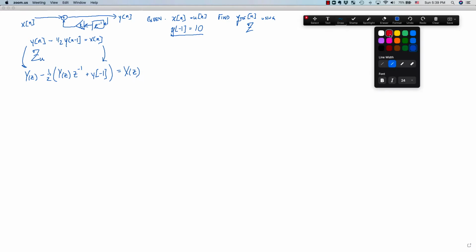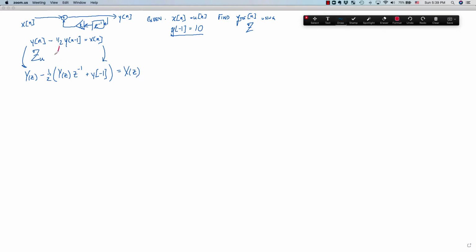One more time, where did all these terms come from? Well, the 1/2 came down there. The time delay manifested itself as a multiply by Z inverse and as an add of the last initial condition. This is only true for unilateral or one-sided Z transforms. If you have a two-sided Z transform, you would not have this term.